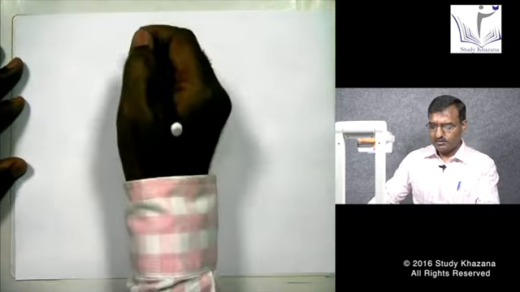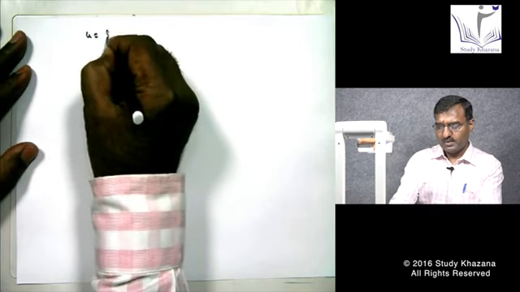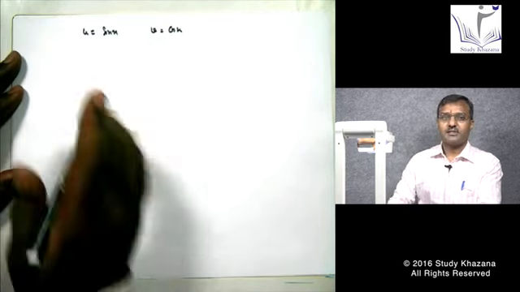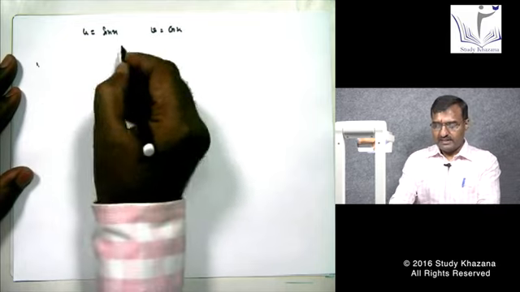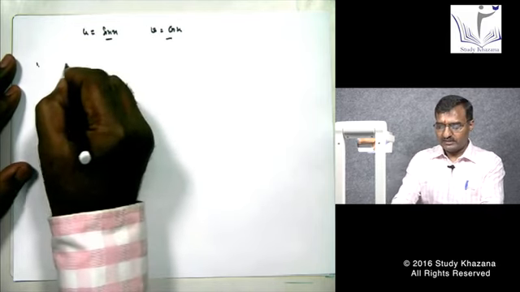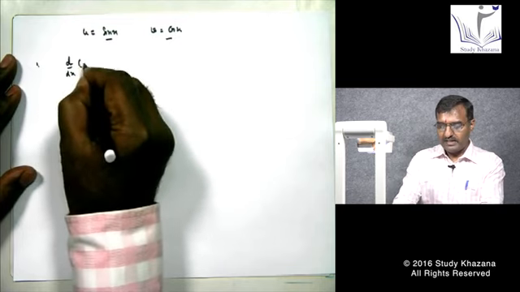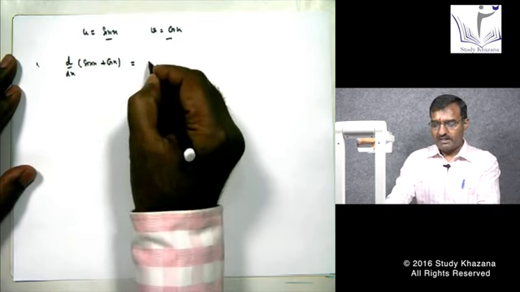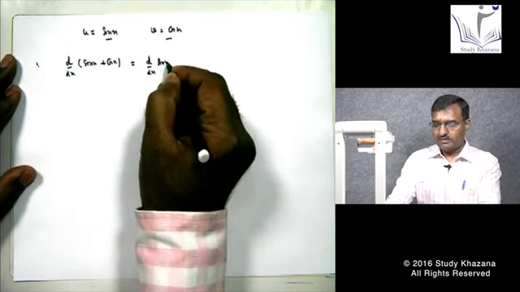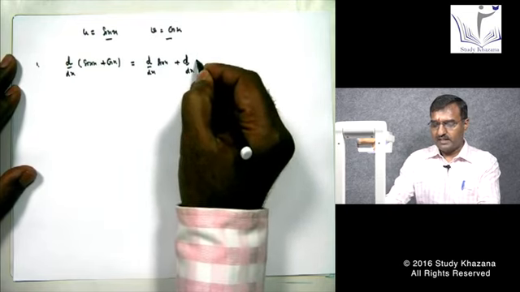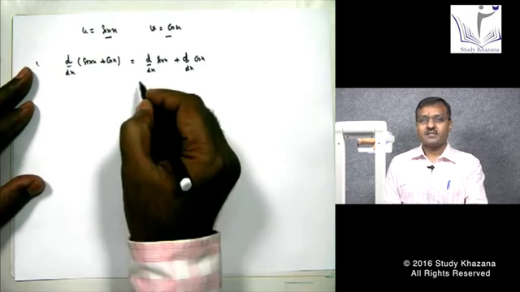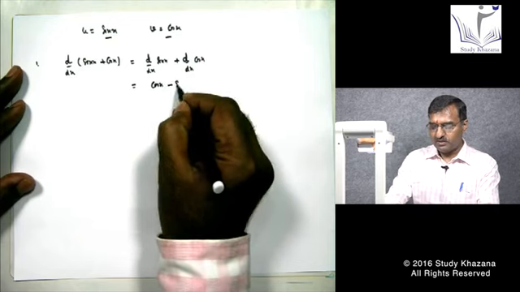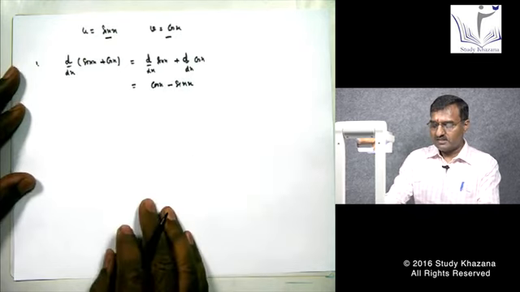Here I consider two functions, say u is equal to sin x and v is equal to cos x. First I will find the derivative in case of the sum of two functions. How will I write? First d by dx of sin x plus cos x. That is d by dx of sin x plus d by dx of cos x. What is the derivative of sin x? It is cos x. And what is the derivative of cos x? It is minus sin x.